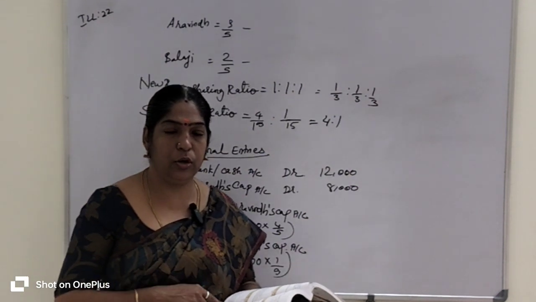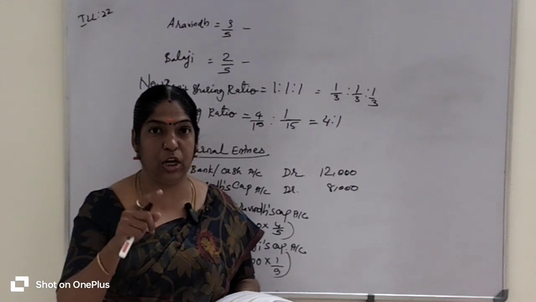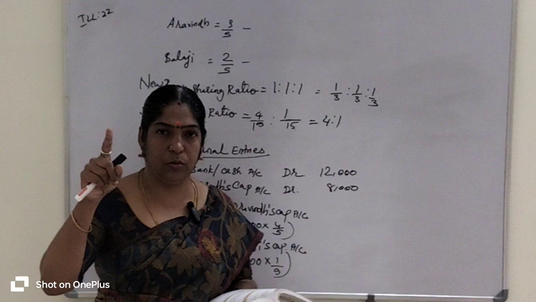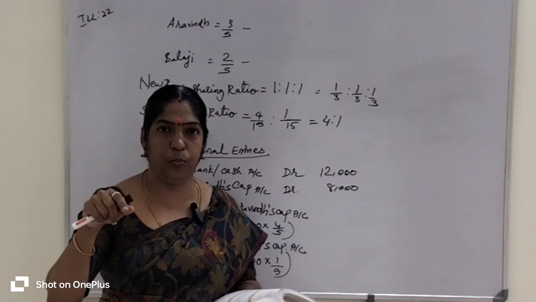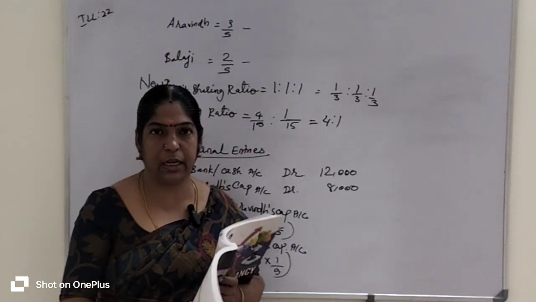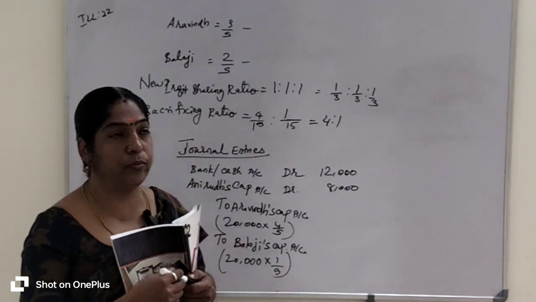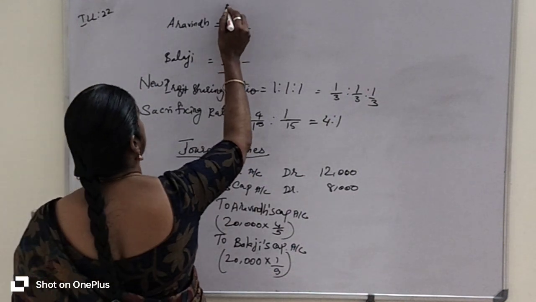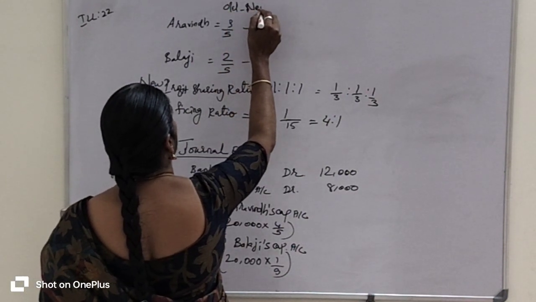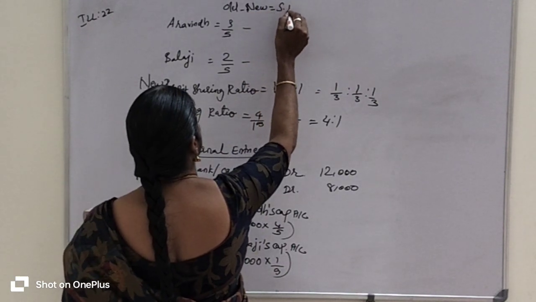Before we pass the necessary journal entry, we need to find out the sacrificing ratio. Why? Because the old profit sharing ratio and the new profit sharing ratio, both are given. How can we find out the sacrificing ratio? We have to differentiate it. That means old share minus new share. Okay, you will get the sacrificing ratio.